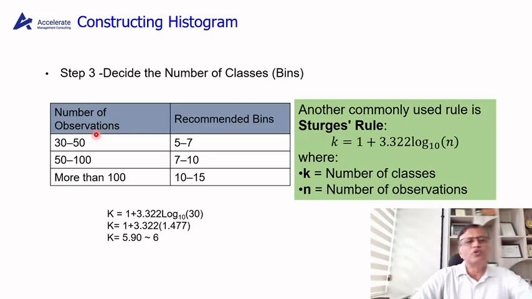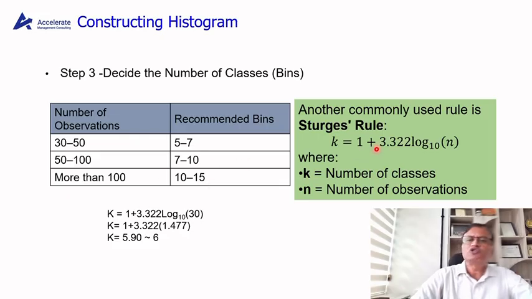Step 3 is deciding the number of classes. As a thumb rule, if you have 30 to 50 observations, you should be using 5 to 7 classes. If you have 50 to 100 data points, you should be using 7 to 10, or if you have more than 100, then you should use 10 to 15.